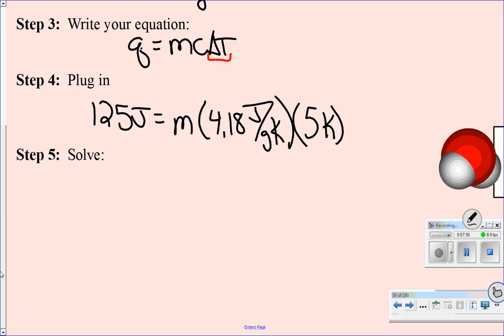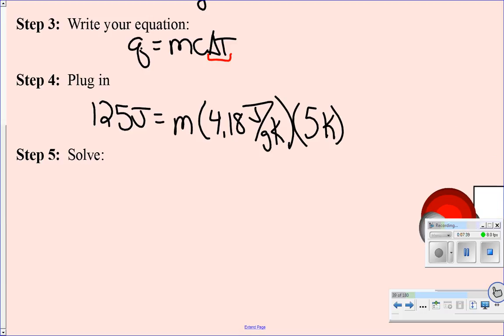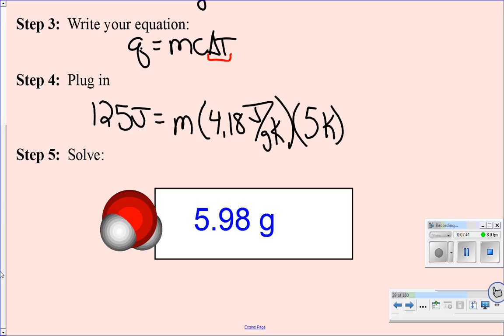So mathematically, what you're going to be doing here is 4.18 times 5. And then we're going to do 125 divided by that. That should give you 5.98 grams.